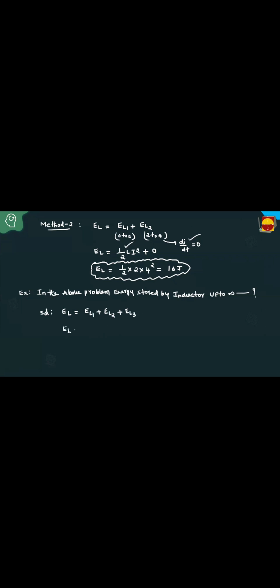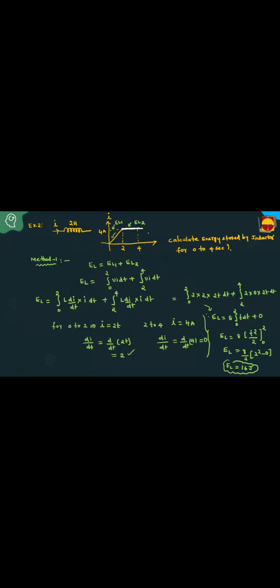Then the energy stored by the inductor equals the integral from 0 to 2, 2 to 4, and 4 to infinity. Now tell me, the energy stored by the inductor from 0 to 2 is already calculated, 16 joules. From 2 to 4, it is 0. Can anybody tell me 4 to infinity? Same waveform, it is extended up to infinity. What is the energy stored from 4 to infinity? 0. Very good. Because up to infinity also the current is constant, there is no change of current, so the energy stored equals 0.